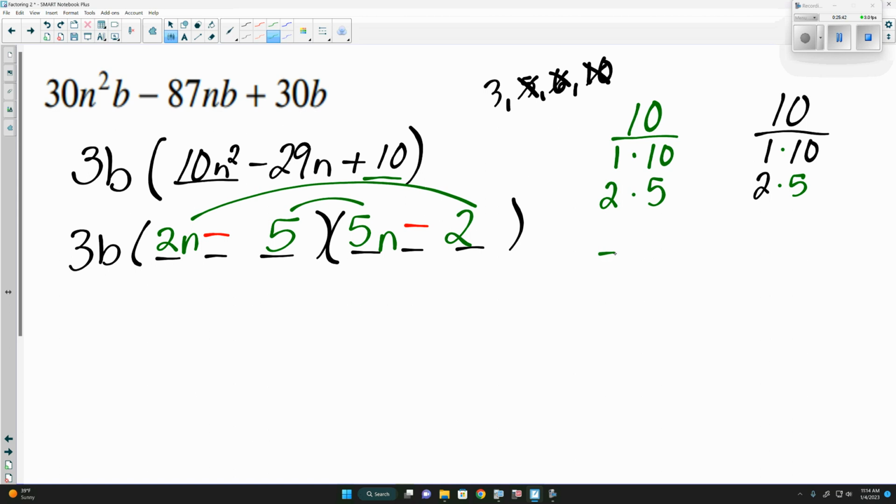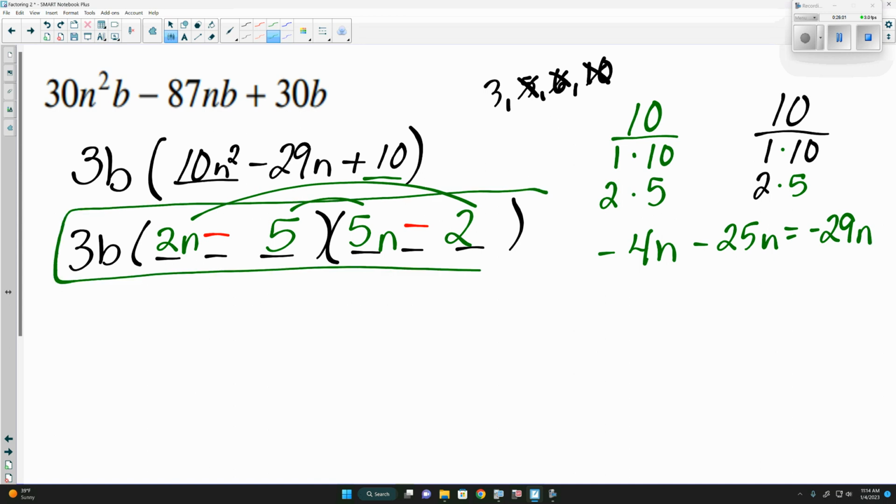2n times negative 2 is negative 4n. Negative 5 times 5n is negative 25n. Negative 4n minus 25n is negative 29n. Is that the middle term we wanted? And that's it.